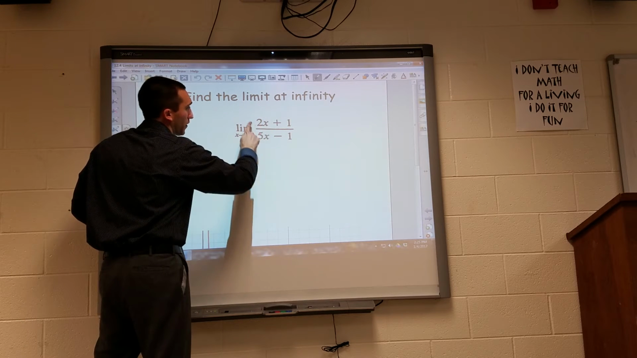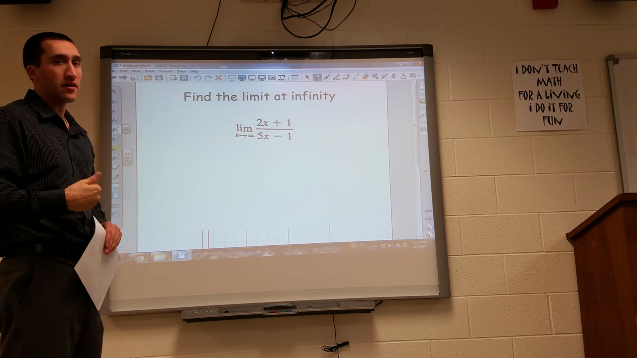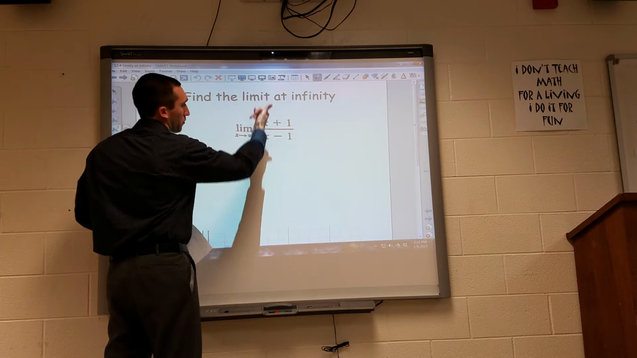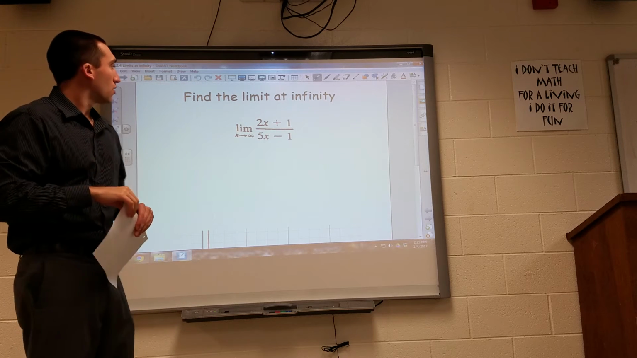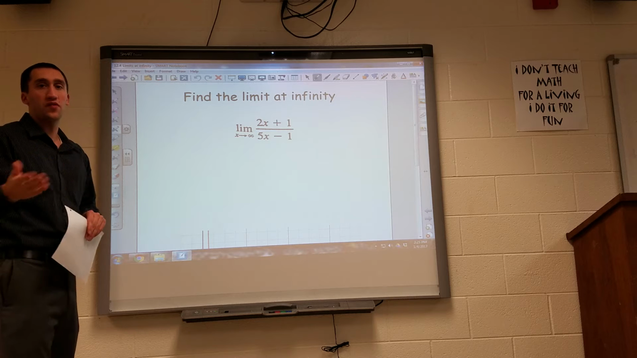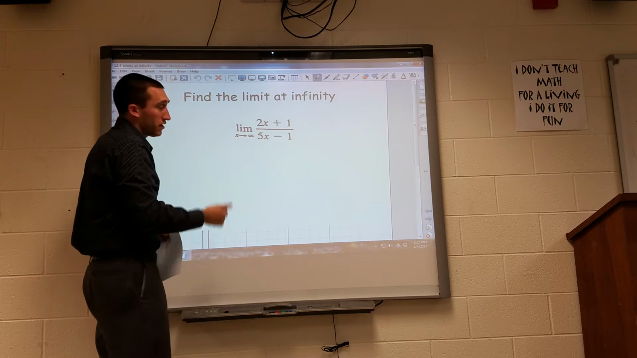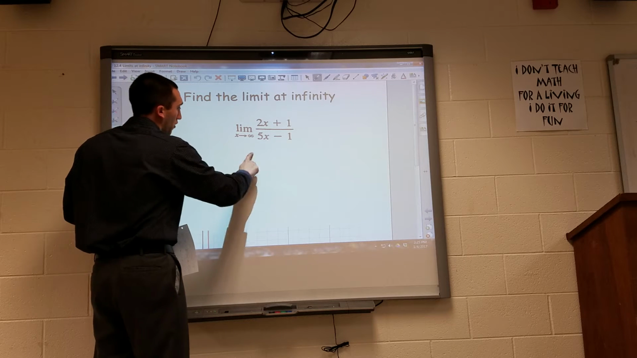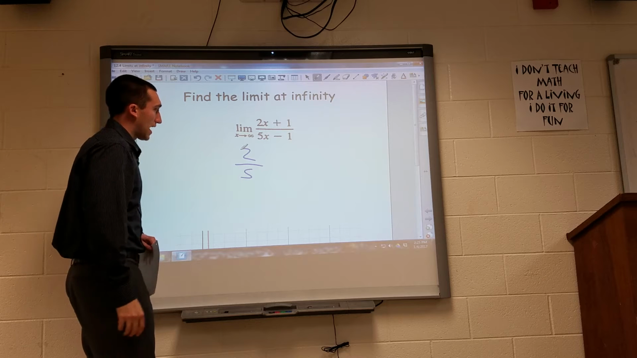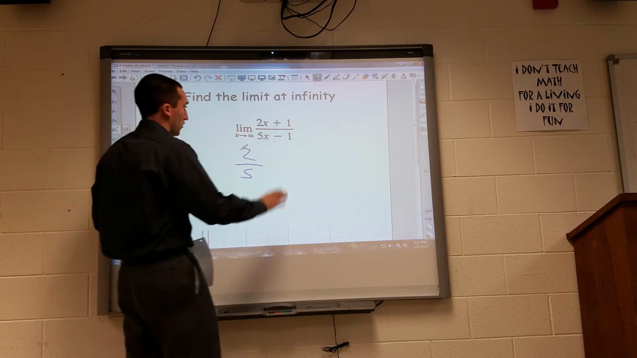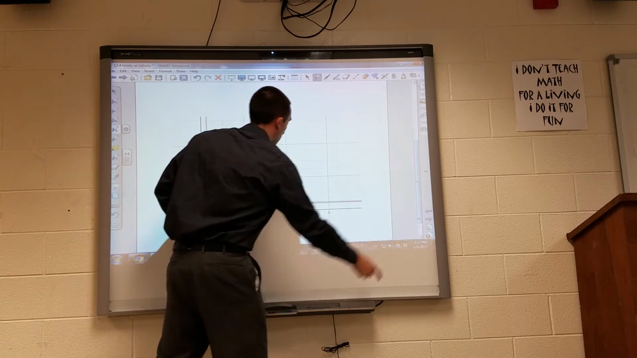So in the first one, if the degree of my numerator is the same as the degree of my denominator, then the limit is just going to approach the ratio of that, just like the horizontal asymptotes back in rational functions. So they have the same degree, so it's going to approach 2/5 all the way out at infinity. No matter how far x goes out, it's always going to approach 2/5.